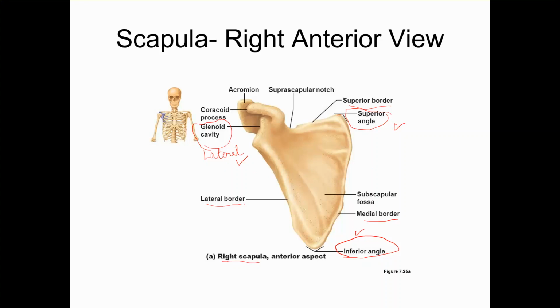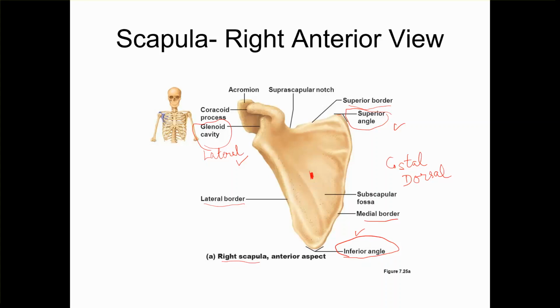Now coming to surfaces. It has 2 surfaces. The surface which you are seeing here is called the costal surface, because it lies over the ribs. And the one on the other side is called the dorsal surface. Costal surface and dorsal surface. On the other side, we can see it in the next picture.